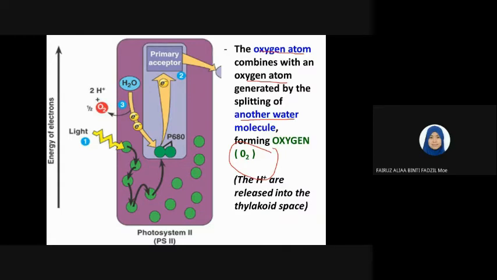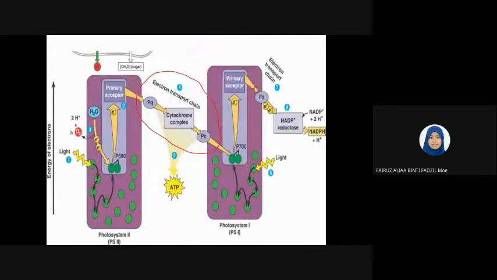This oxygen molecule is the one that will be released by the green plants. That's why green plants release oxygen during photosynthesis, because of these reactions. So twice the photolysis of water will produce one oxygen molecule, and that will be released from the green plants through the stomata. The protons produced here will be released into the thylakoid space. That's all. So we have covered step 1, step 2, and then step 3.